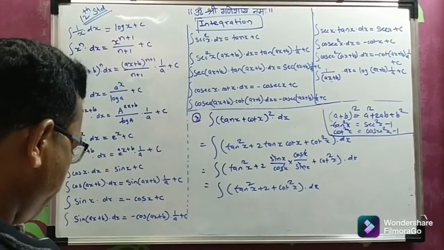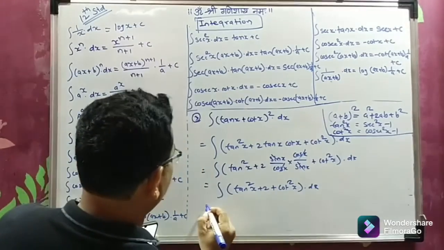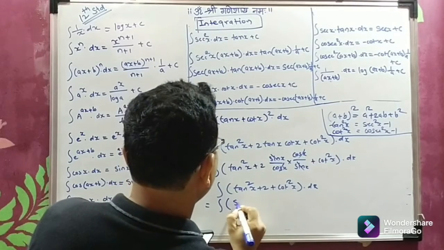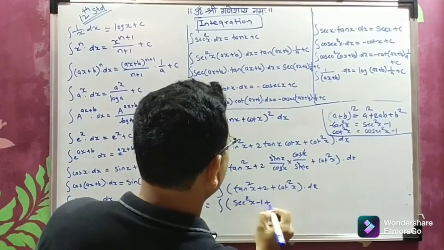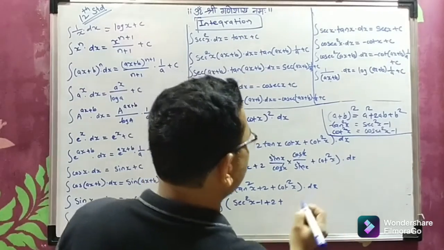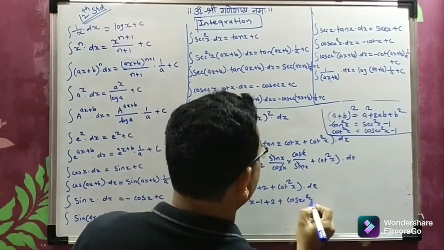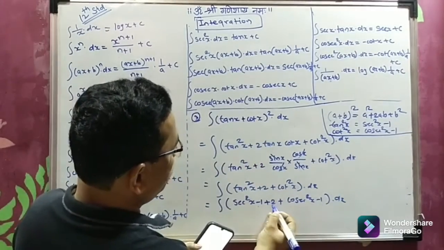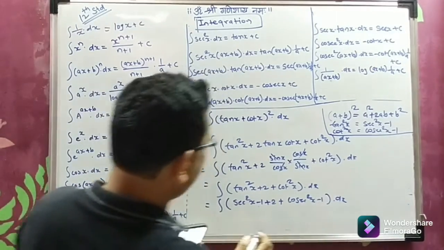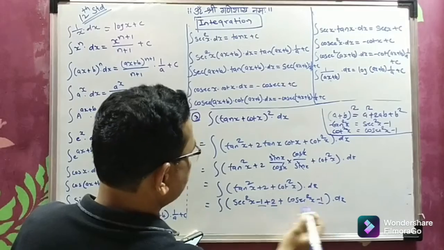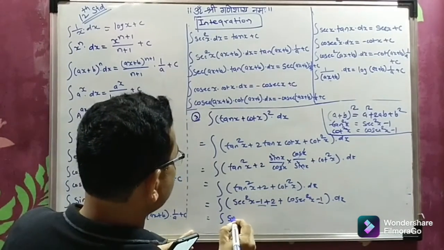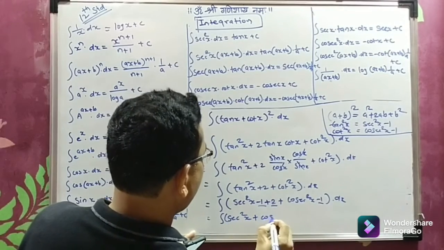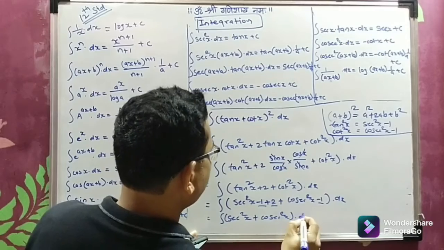So moving further, we will write here, tan square x is nothing but sec square x minus 1, plus 2 will remain as it is, plus cot square x is nothing but cosec square x minus 1, dx. Now minus 1 minus 1 is minus 2, plus this 2, so the answer will be 0. So what will remain? What remains is sec square x plus cosec square x dx.